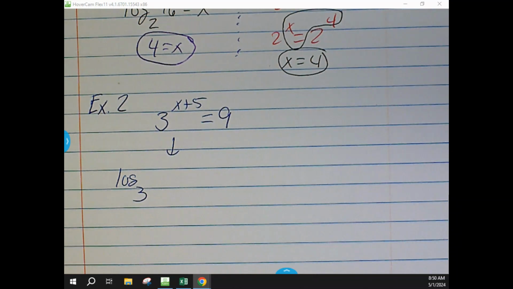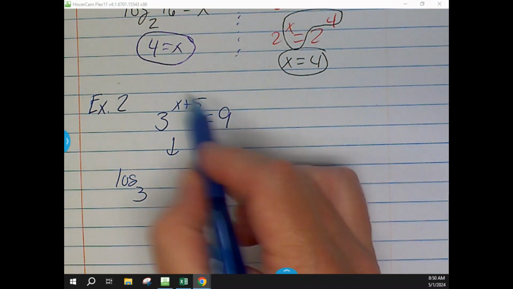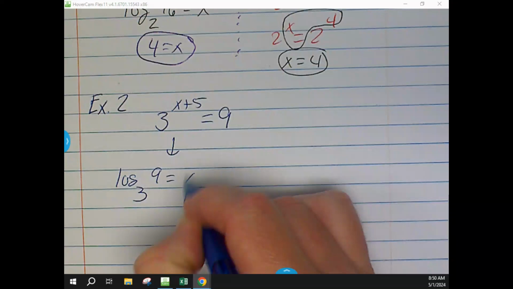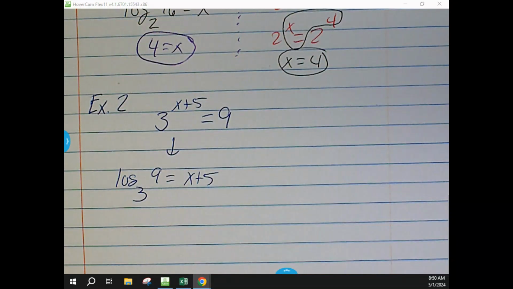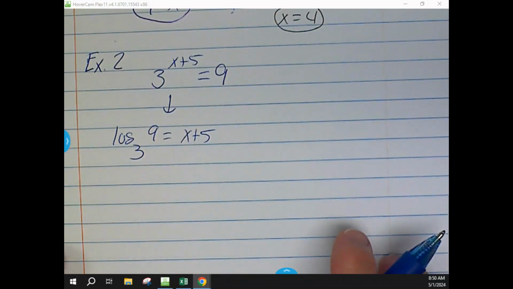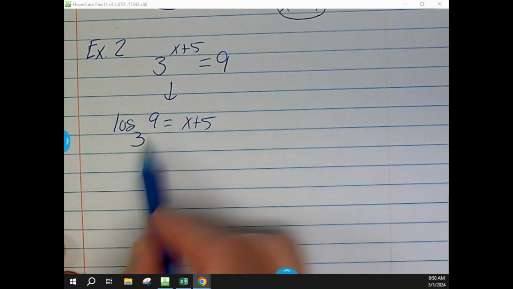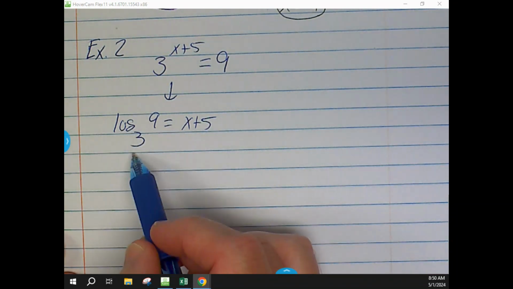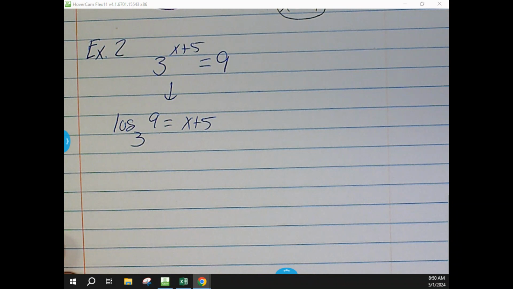So it's log base 3. Again, we're going to switch these two numbers. So we get 9 equals x plus 5. All right, so now we got a part we can actually do with our calculators. Do log of 9 with a base of 3. Everybody check it real quick, see what you get.